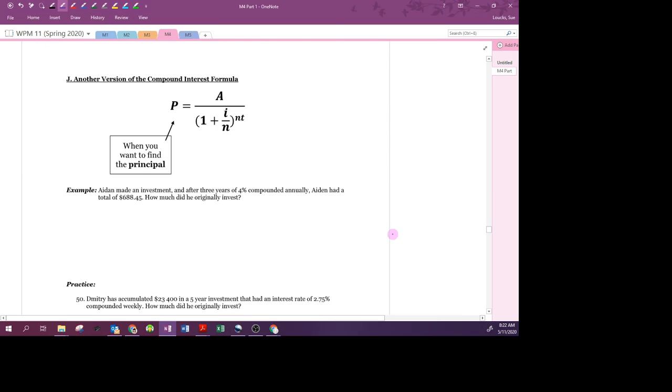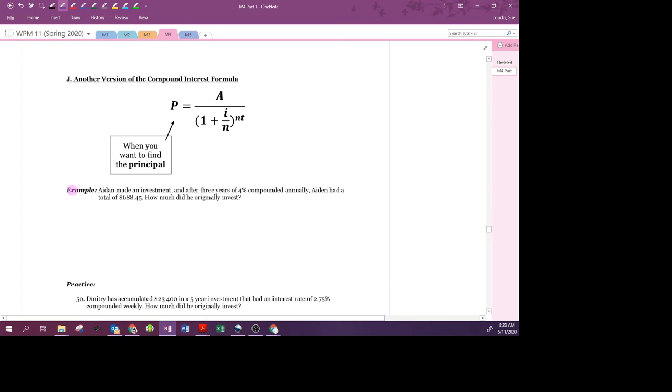Okay, we have another version of the compound interest formula. This is just the same equation manipulated to let you find the principal. It's a little more complicated to plug into your calculator, but if you do the thing we've been doing where you write out all of the numbers as you find them in your question, it's not much more difficult, okay?